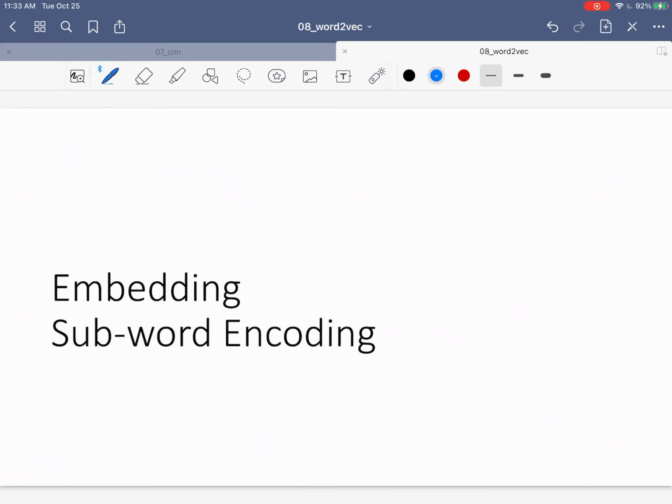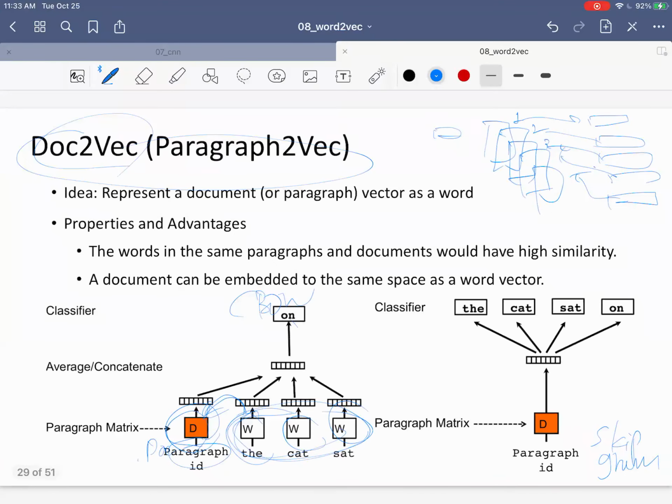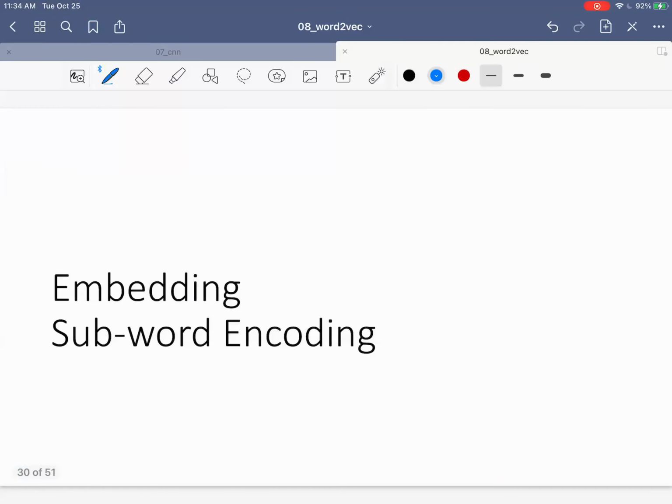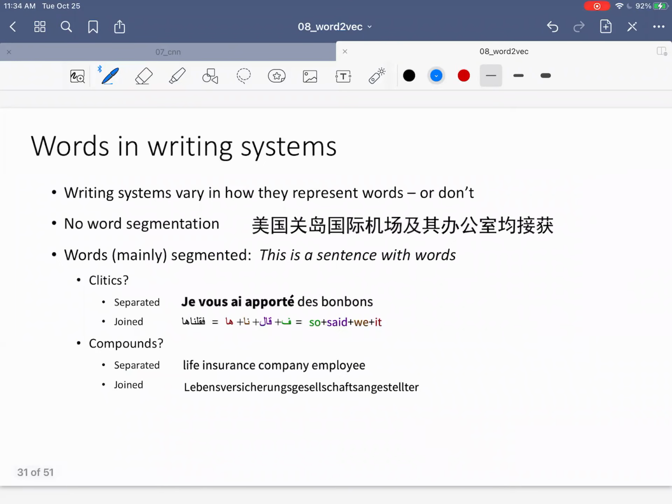Right. If there's no question, we'll move on to subword encoding. So far, everything was based on words. We saw the term document matrix, the term document frequency matrix, which is based on words. We were learning word embeddings. Everything was based on words. But now, these days, people don't use words anymore. People use something called subword encoding. So what is that?